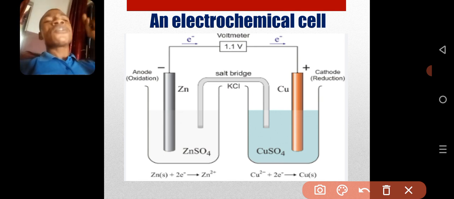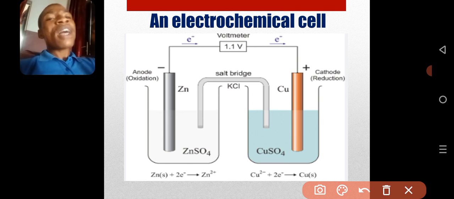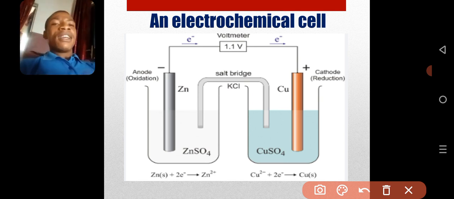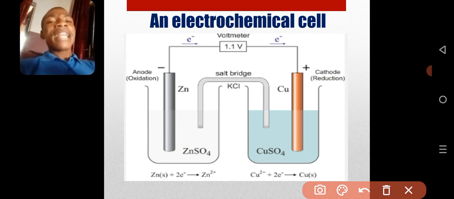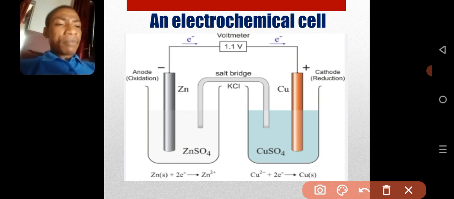The electron will just flow maybe for 10 seconds. In fact, maybe for 1 second, and then the electron will stop flowing. The current will stop flowing. Why will the current stop flowing after maybe 1 or 2 seconds? And this is the reason.